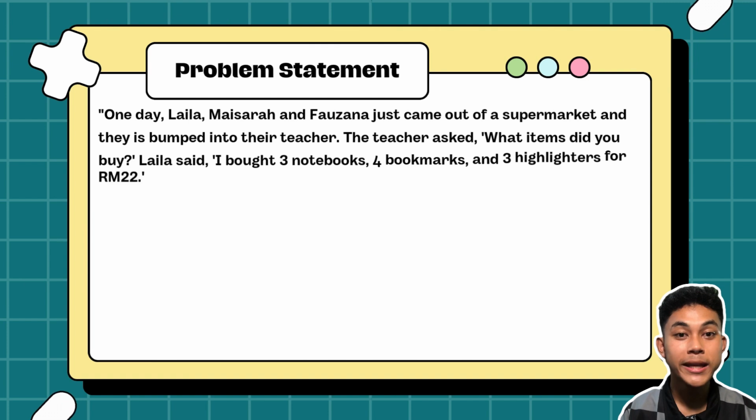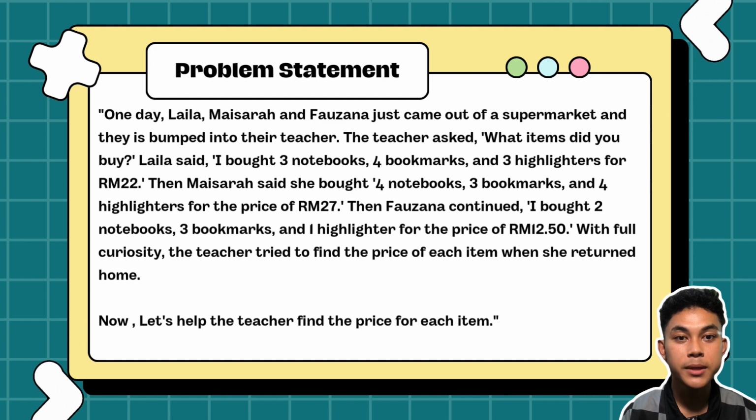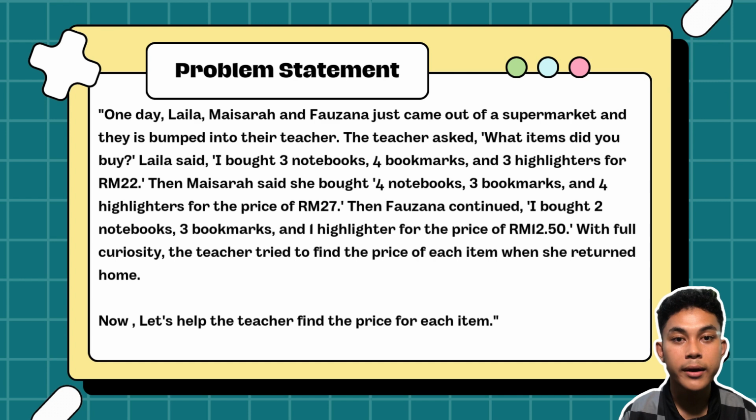Problem statement. One day, Laila, Maisara, and Fauzana just came out of a supermarket and they bumped into their teacher. The teacher asked, "What items did you buy?" Laila said, "I bought 3 notebooks, 4 bookmarks, and 3 highlighters for RM22." Then Maisara said she bought 4 notebooks, 3 bookmarks, and 4 highlighters for the price of 27 ringgit. Then Fauzana continued, "I bought 2 notebooks, 3 bookmarks, and 1 highlighter for the price of RM12.50." With full curiosity, the teacher tried to find the price of each item when she returned home. Now, let's help the teacher find the price for each item.